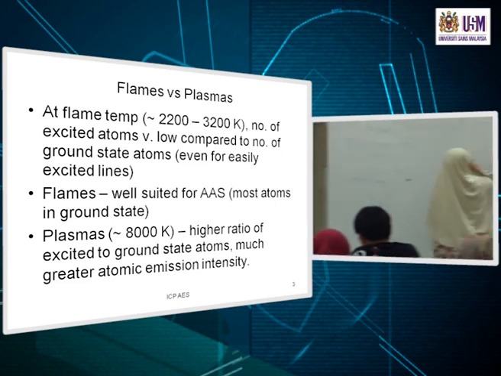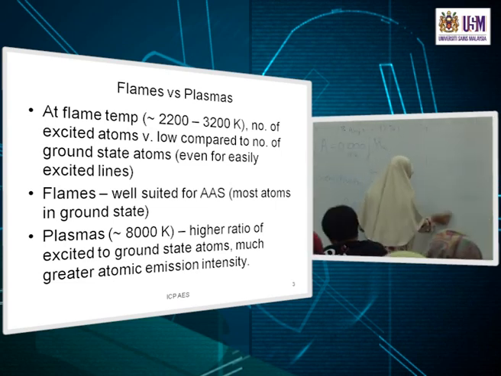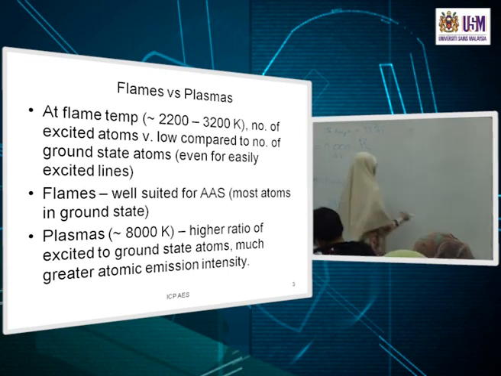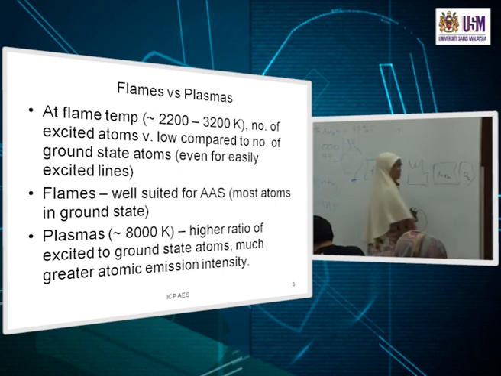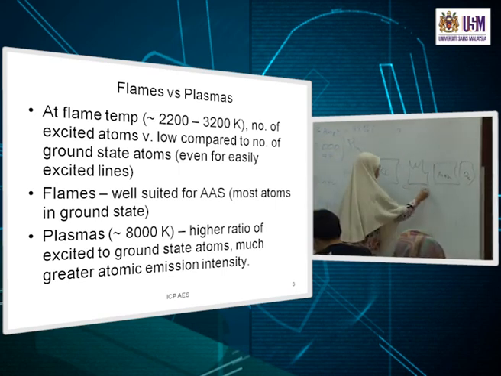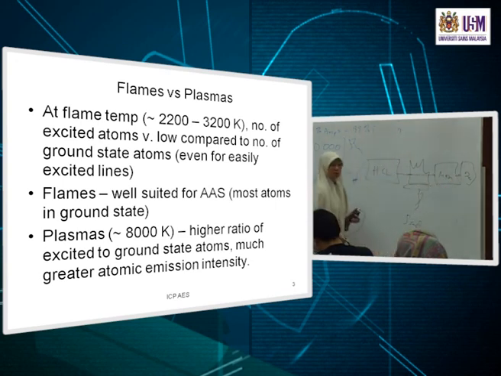By now you must have this imprinted in your brain, the schematic diagram for AAS. Source, flame, monochromator, and what have you, detector, then signal processing. In your brain, okay? Sample. This is for AAS. You want to measure absorbance. So you want to measure how much of this light is absorbed by these atoms formed here. What I say is, this same equipment can be used for flame emission. Which component do we get rid of?